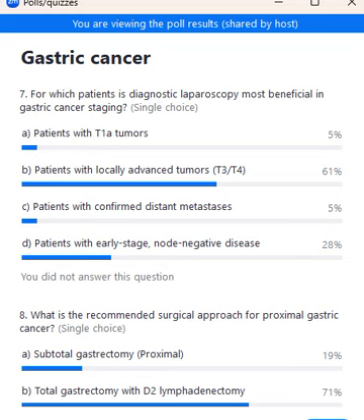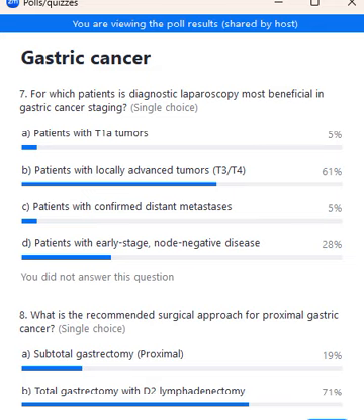Here the correct answer is option B, patients with locally advanced tumor, meaning T3 or T4, because diagnostic laparoscopy is performed to identify occult peritoneal metastasis in patients with advanced primary tumor. On this question, 61% of students have given the correct answer.